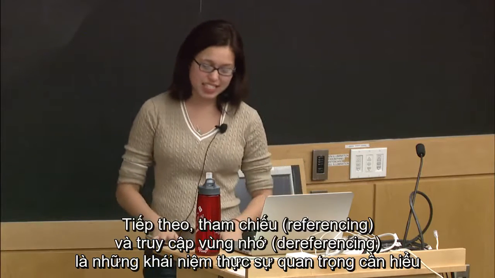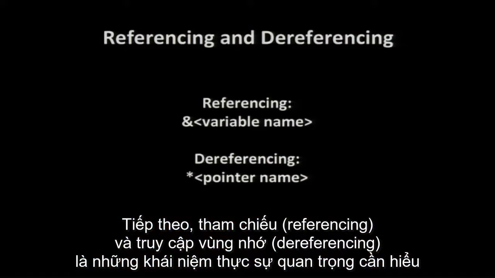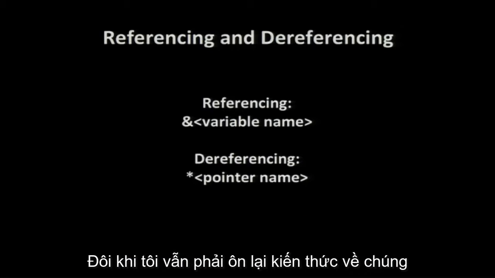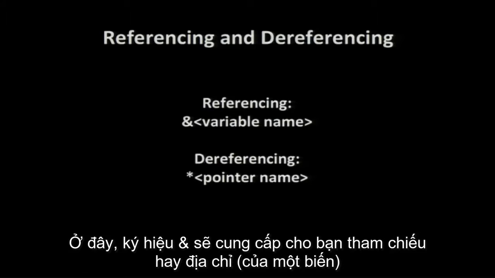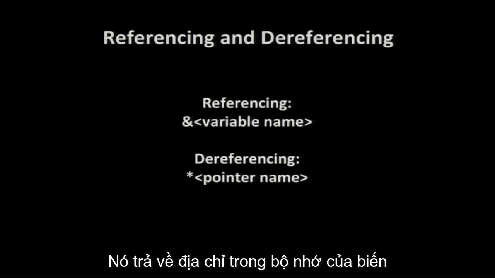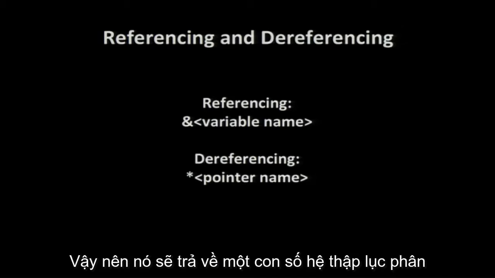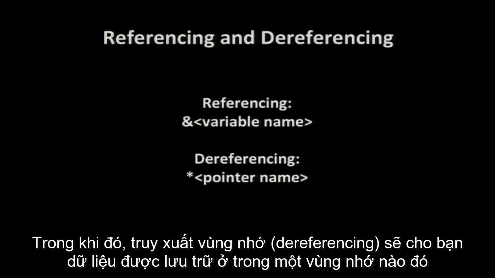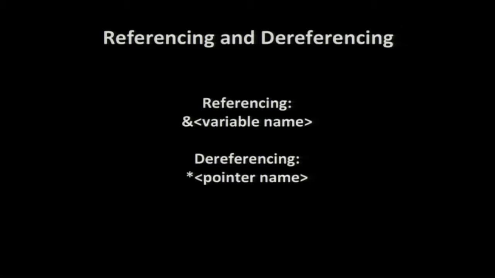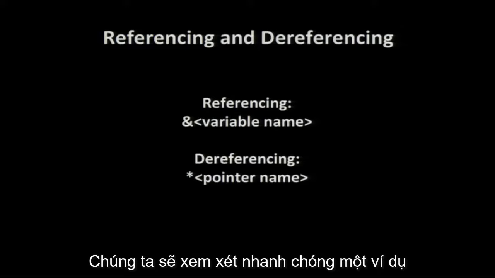So referencing and dereferencing. It's really important to get these straight. I still have to refresh every now and then, and I'm like, wait, which one do I want? So the ampersand gives you the reference, or address of. It returns the address in memory where the variable is stored. So it's going to actually return to you a hexadecimal. Whereas dereferencing is going to give you the data that is stored there. Okay. So we're going to look at an example really fast, or actually up next.